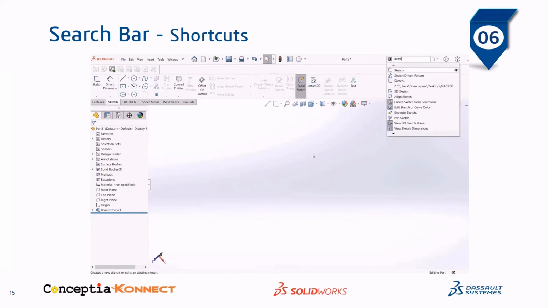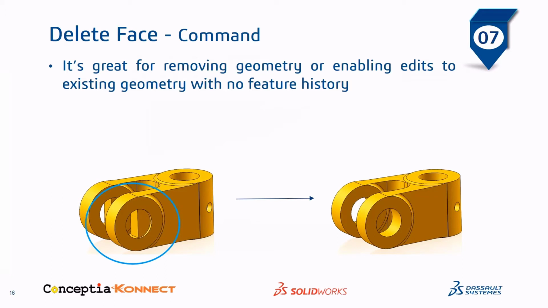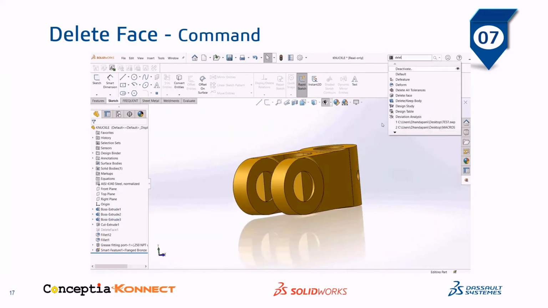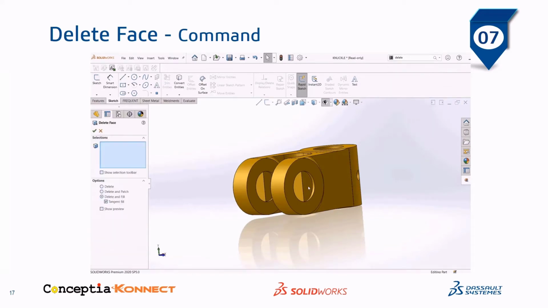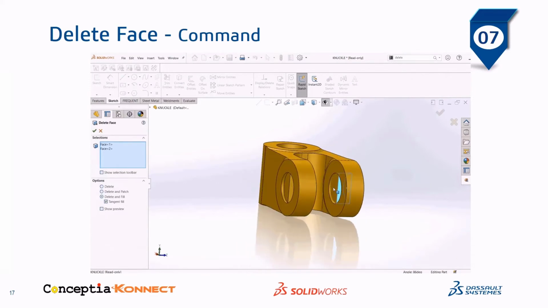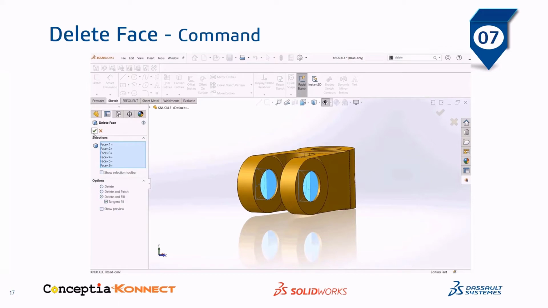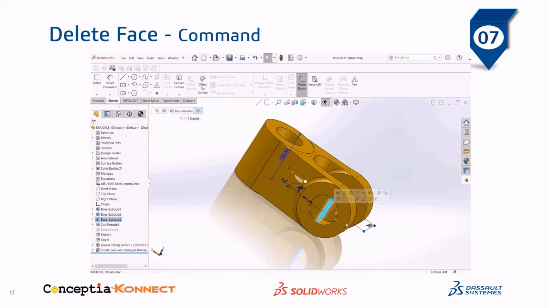Number 7. Delete face. Now, removing geometries are very easy than your cut extrude with no feature history. Select and delete the face you want to remove with delete face command. So I'm selecting the faces which are to be deleted. So delete face command, select it, select the faces, select OK. The faces are deleted.